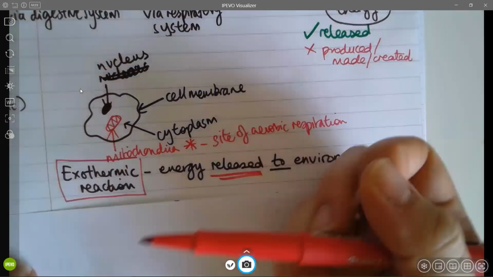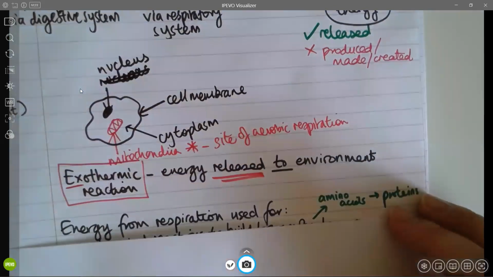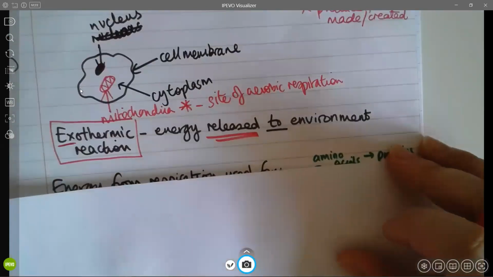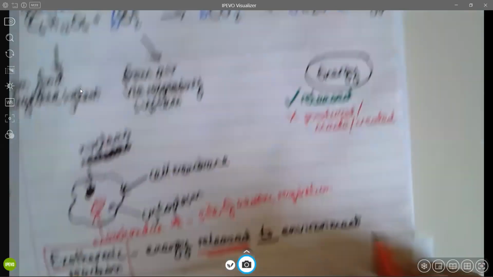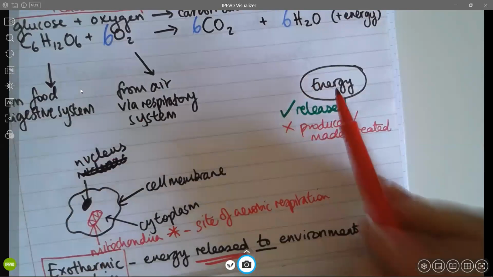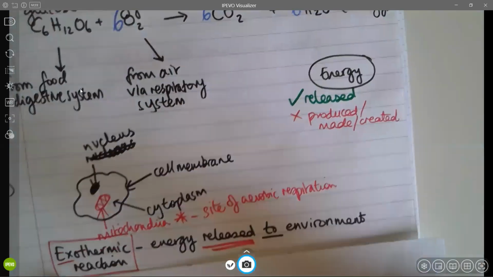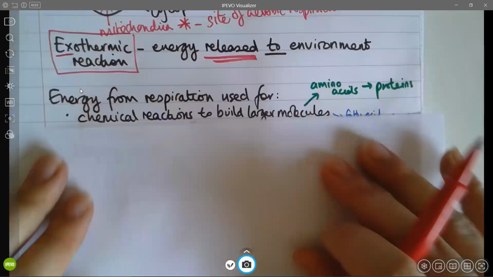So I always say exothermic, sounds like explosion. Energy is released to the environment. And when aerobic respiration happens, what does it do? Yes, it releases energy. It doesn't produce or make, it releases energy. So the cell or the organism is going to use that energy. The energy is used for 3 things.